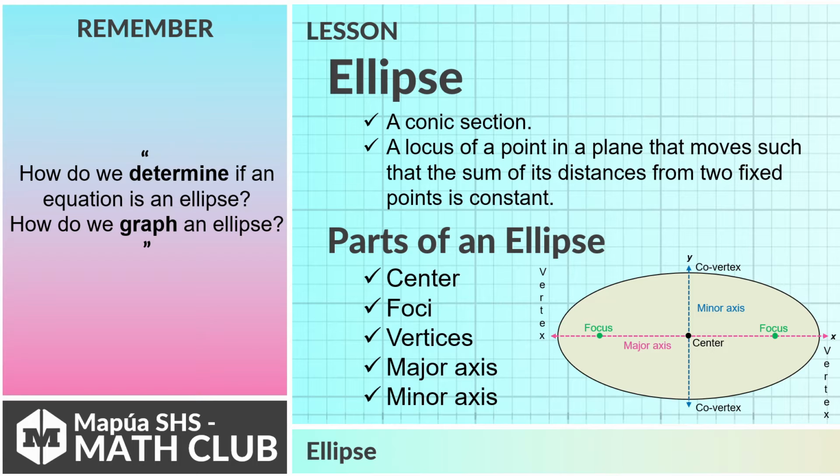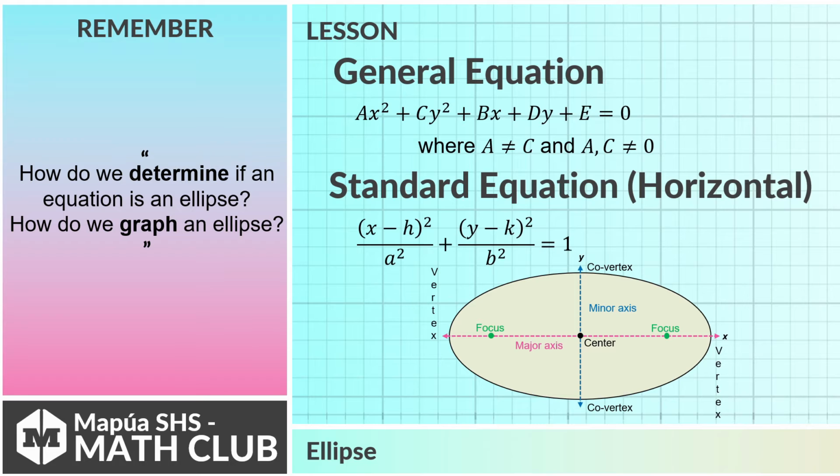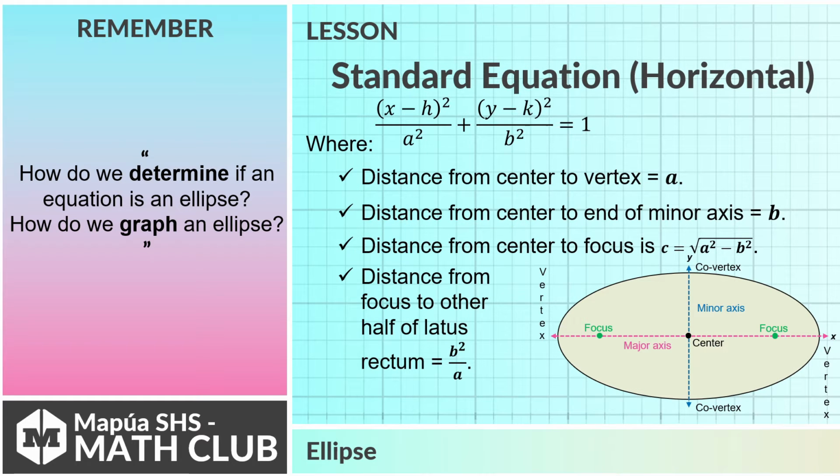So, the general equation of the ellipse is ax squared plus cy squared plus bx plus dy plus e is equal to 0, where a is not equal to c and a and c is not equal to 0. While the standard equation of the horizontal is (x minus h) quantity squared over a squared plus (y minus k) quantity squared over b squared is equal to 1, where a is the distance from center to vertex, b is the distance from center to end of minor axis, c is the distance from center to focus, and the distance from focus to other half of latus rectum is b squared over a.